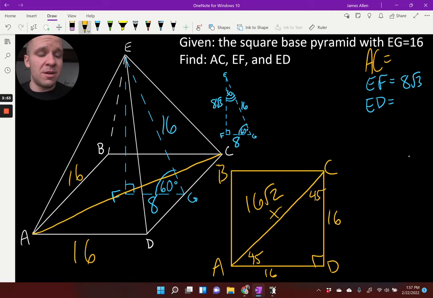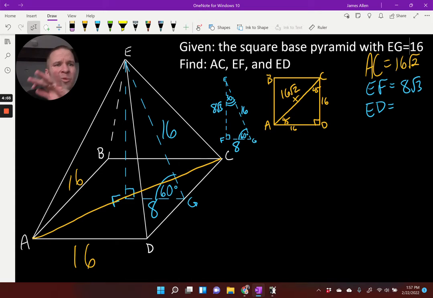And yes, sound effects are entirely necessary. 16 root 2 for AC. Awesome sauce. We got one left to go. We already got 2. It's time for dessert in this mathematical 3-course meal. So what now, folks? What now?